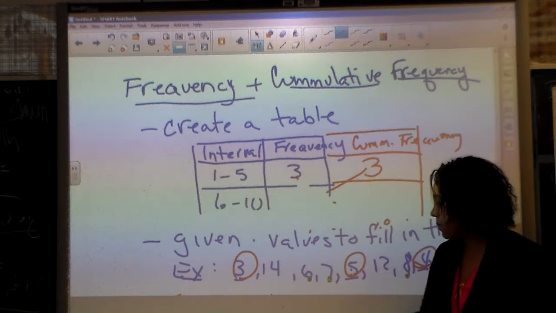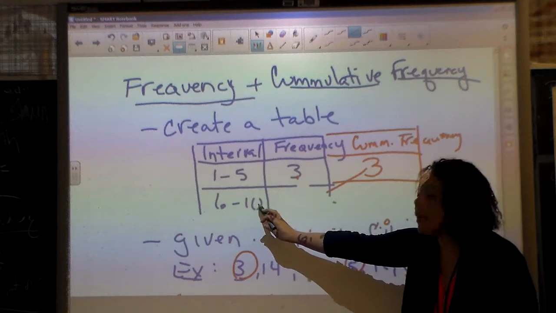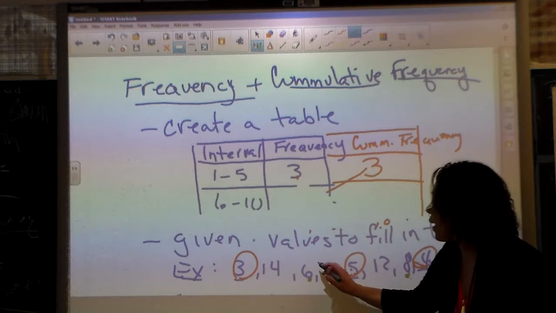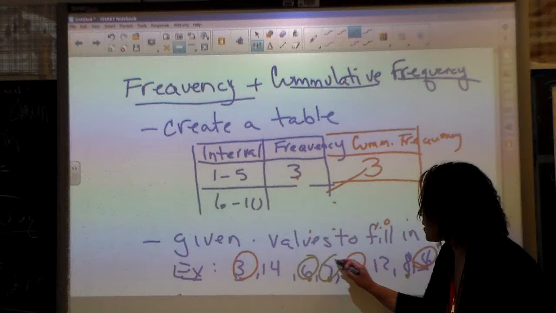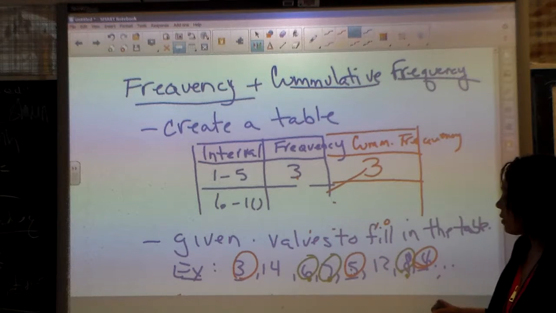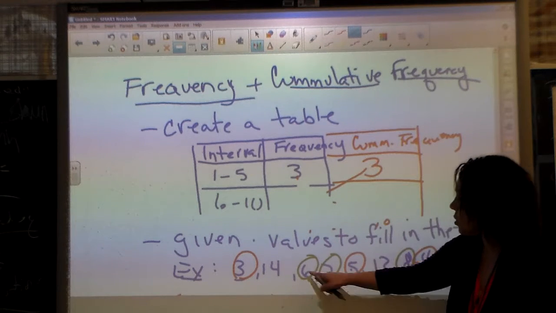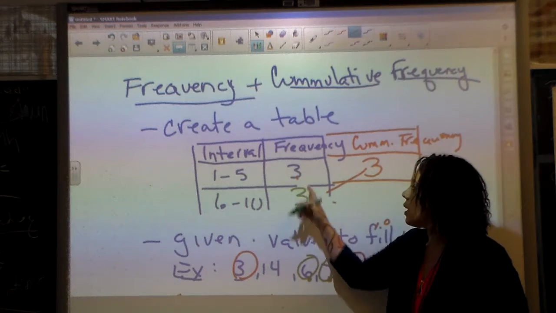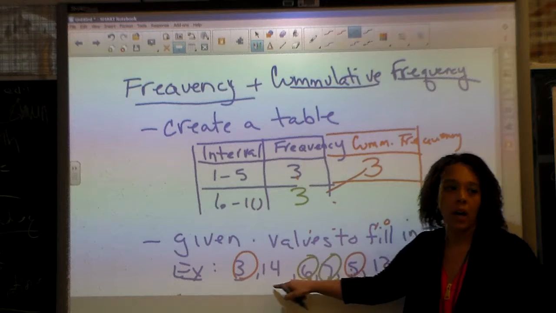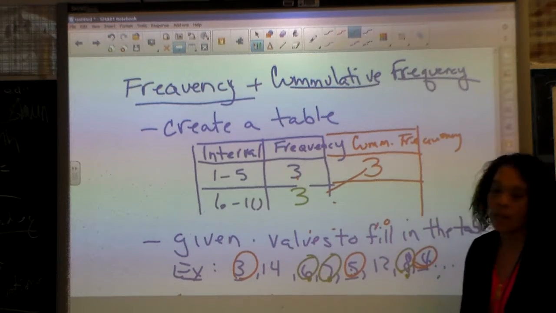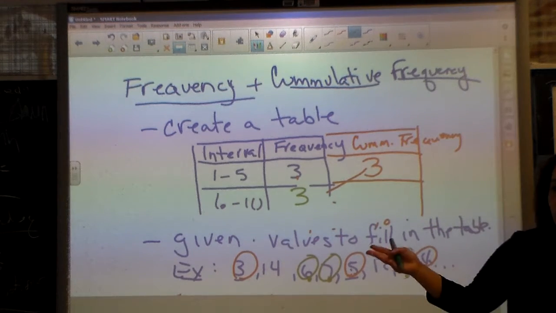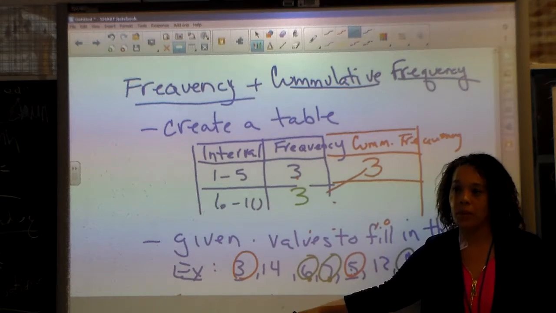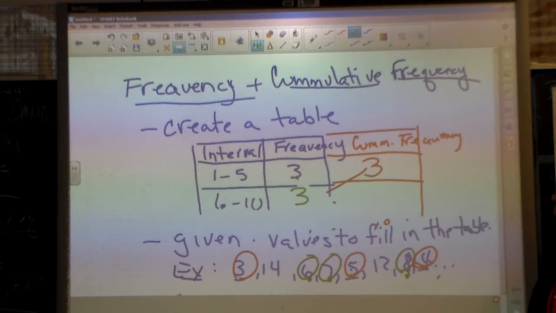So I did the exact same thing for 6 through 10. How many different numbers fall between 6 and 10? Well, I have 6, I have 7, and I have 8. That's all for now, so that's 3 numbers also, is how frequent I have the occurrence of those numbers in that interval. And it can go on, whatever your numbers are. I kind of shortened it. I didn't do a whole table because we're just doing review.